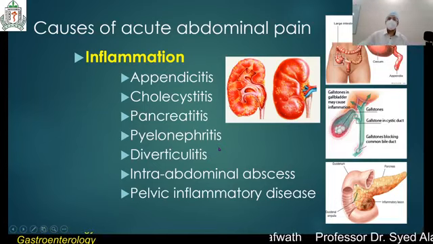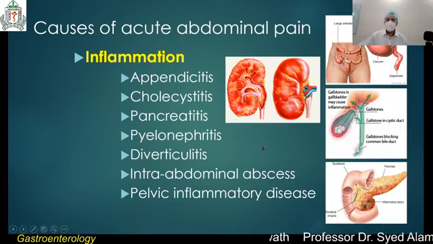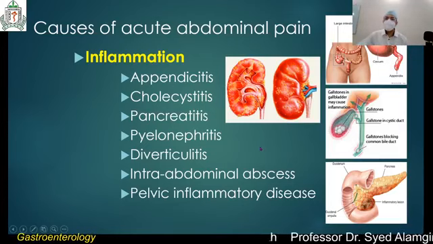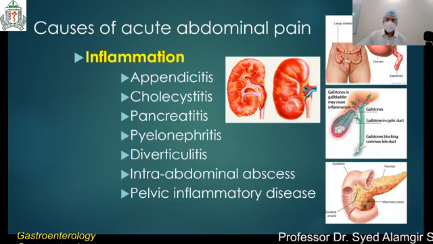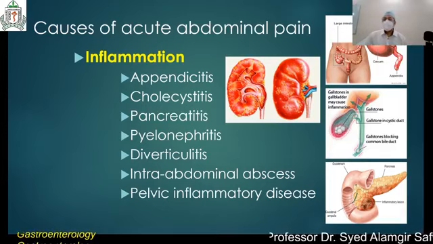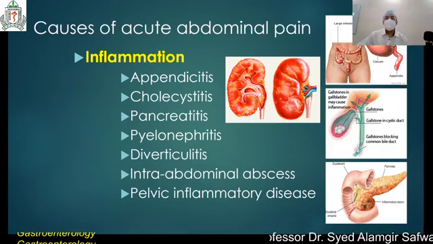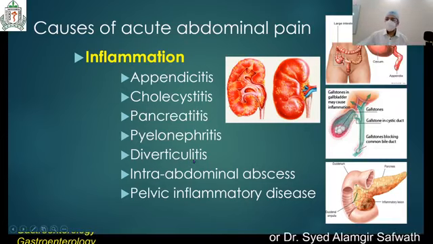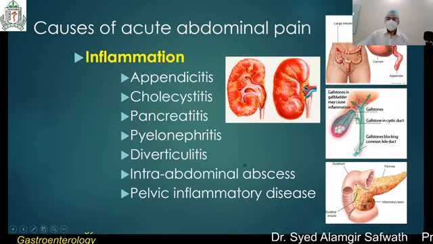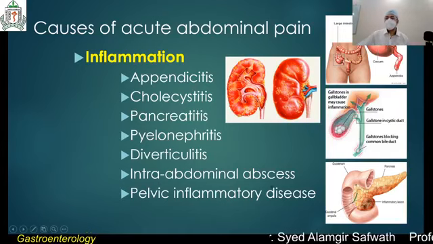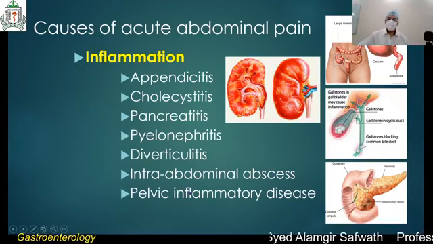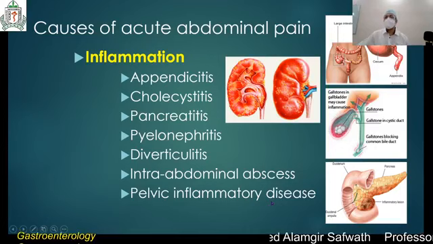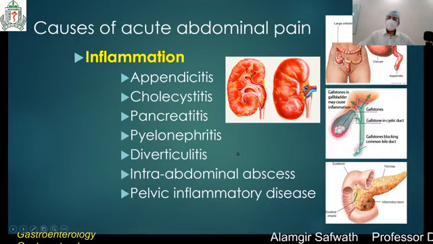Sometimes there is some anatomical abnormality in the colon, where there is outpouching of the mucosal lining of the colon, which are known as diverticula. And if any inflammation occurs at those diverticula, it can give rise to abdominal pain, and this is diverticulitis. Apart from that, any intra-abdominal abscess formation and pelvic inflammatory disease in the case of females give rise to abdominal pain.